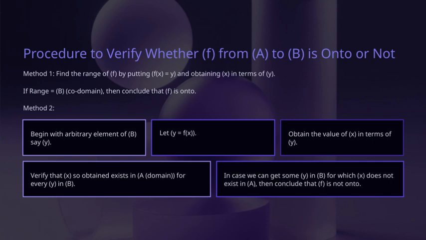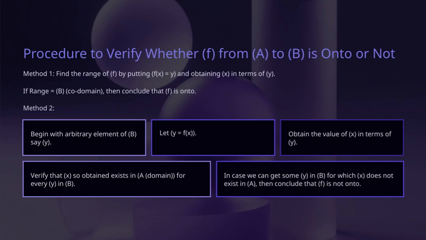There are two methods to check if the function is onto. Method 1 involves finding the range of the function by setting f(x) equal to y and solving for x. If, for every y in B, we can find a corresponding x in A, then the function may be onto. Method 2 simplifies this process. If the range of the function equals the entire codomain B, meaning every element in B has a preimage in A, then we can directly conclude that the function is onto.